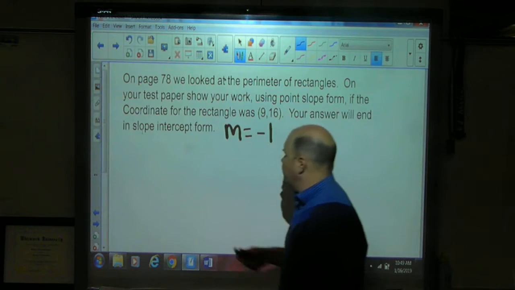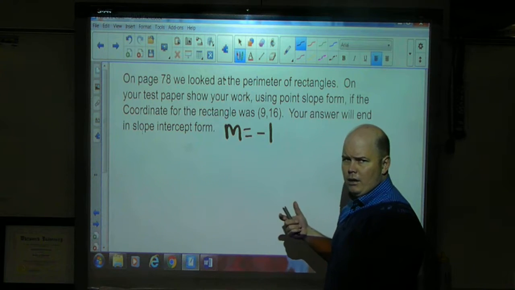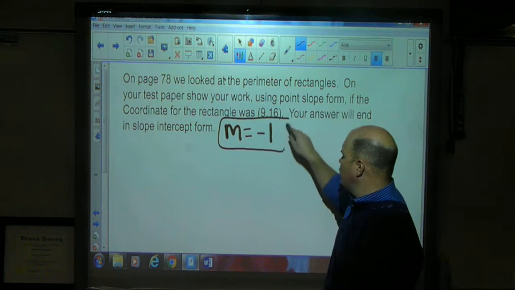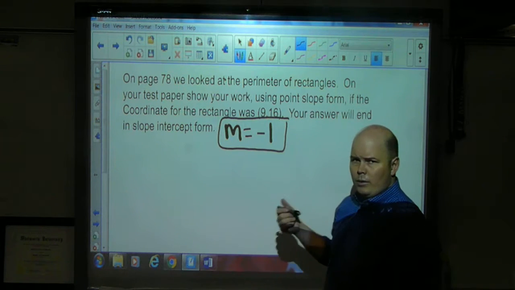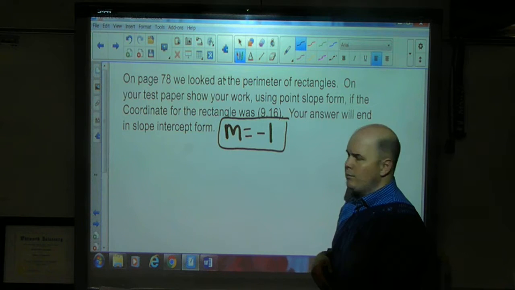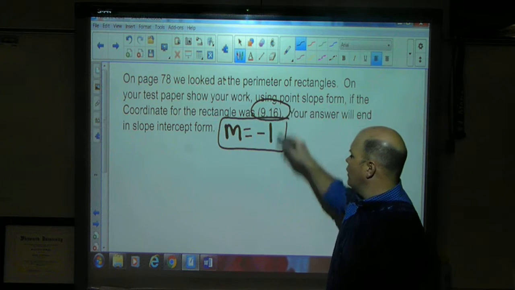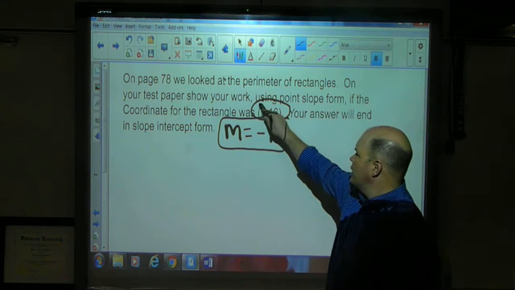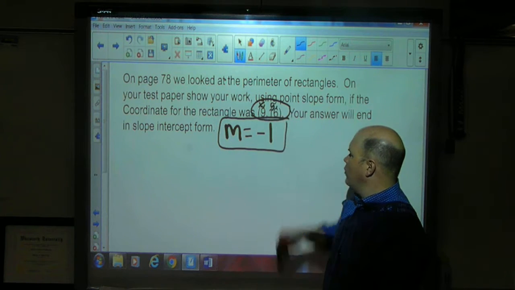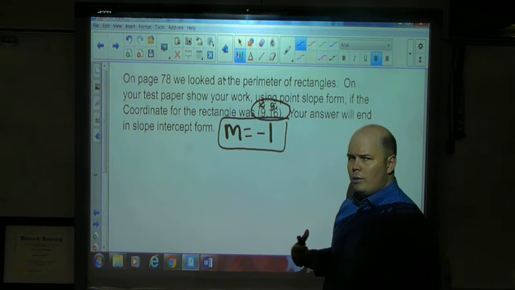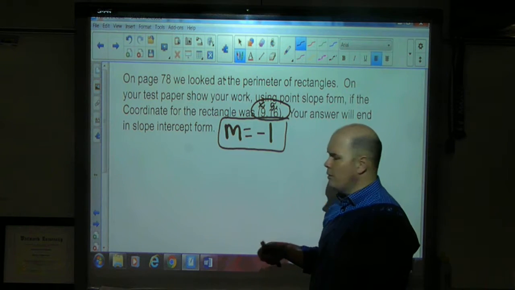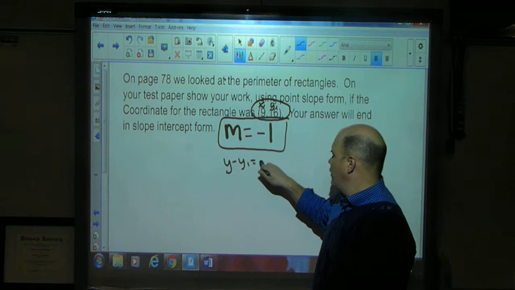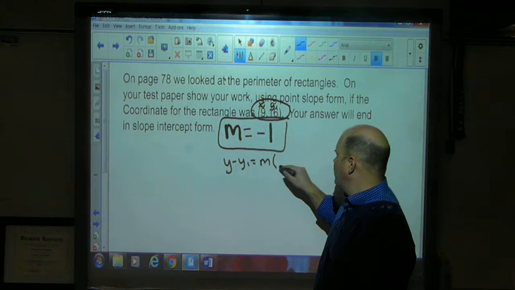Last but not least, we looked on page 78, and it was about perimeters of rectangles, and we found from looking at our table that the slope was negative 1, and it asked you to get to a slope-intercept form equation based on a rectangle that was 9 width and the length was 16. Well, we know that this would be my x-coordinate, that would be my y-coordinate according to what was in the book. So all we were doing, and we did this in our book verbatim together, was just put it into our point-slope format to solve the problem.